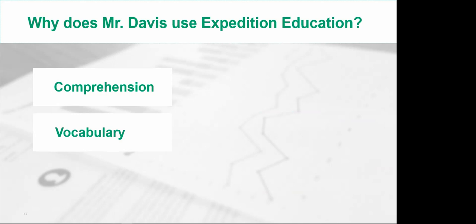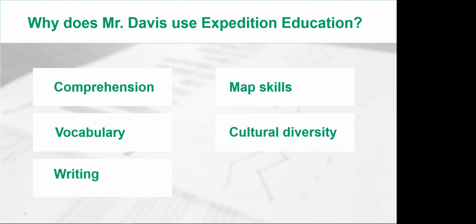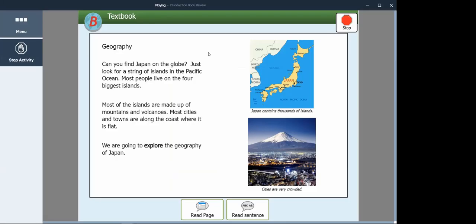Mr. Davis loves that he's working on comprehension while also talking about geography, history, and cultures. Vocabulary words that maybe we wouldn't think to teach our learners, but they're common and they're impactful. They're going to help our learners' receptive and expressive language skills grow. Also going to have lots of writing opportunities, map skills, which is always great and functional, talking about cultural diversity, and it's accessible. So let's take a look at a few of the activities included in Expedition Education.